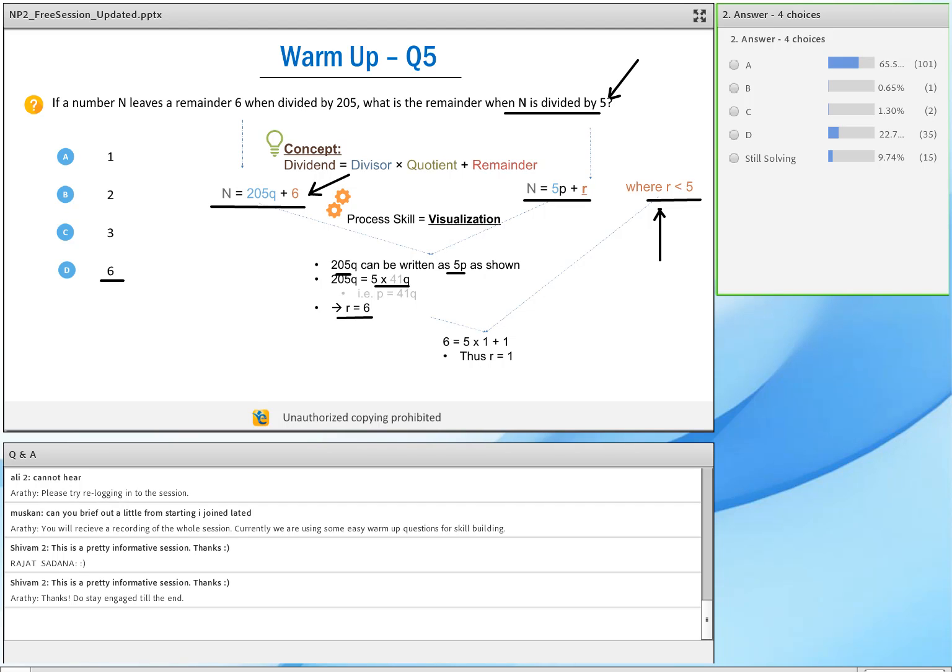That's the approach that I want you to take. Because yes, you could have taken an example. You could have really said, hey, if n leaves a remainder 6 when divided by 5, an example of n could be 211, and then let me divide 211 by 5, you get the answer as 1. You could do this for this question, but it's not a scalable approach. That's not an approach that I want you to take.